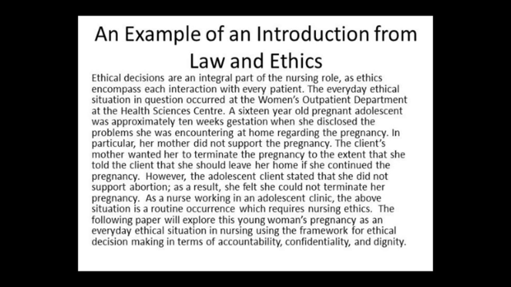In this example introduction from Law and Ethics, I'd like you to notice the way in which the writer has started with a very general statement that is relevant to this course, Law and Ethics, and how each subsequent sentence outlines the specific details about this case of the pregnant client.